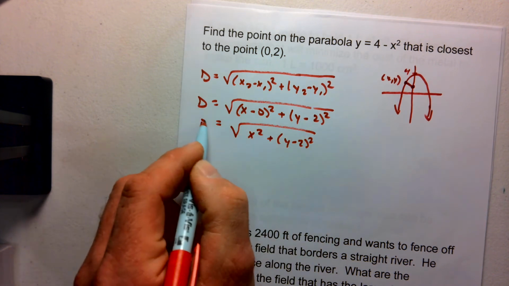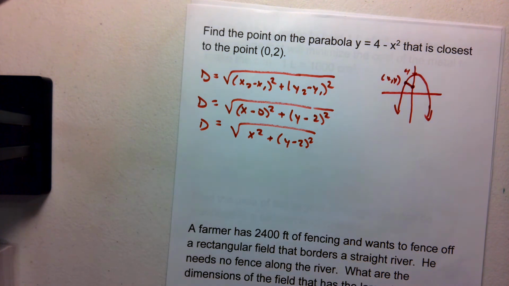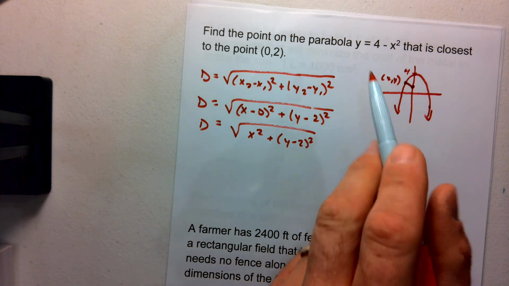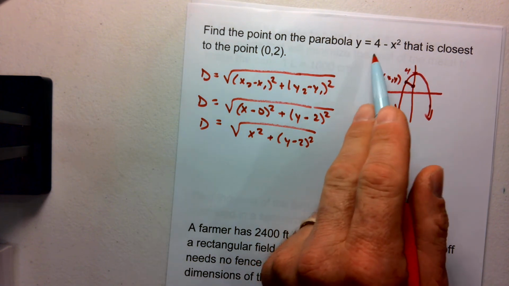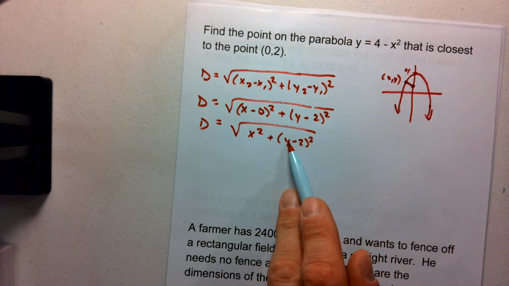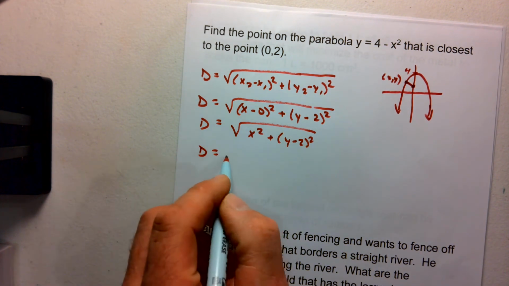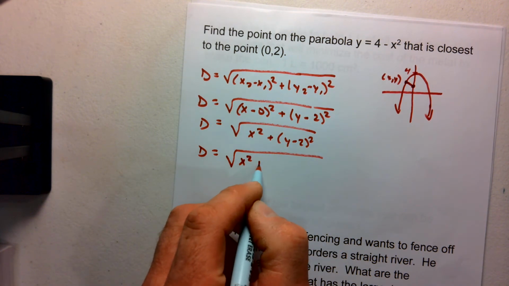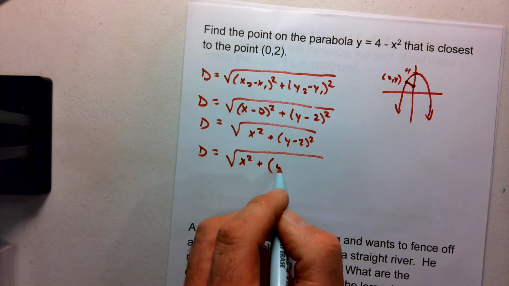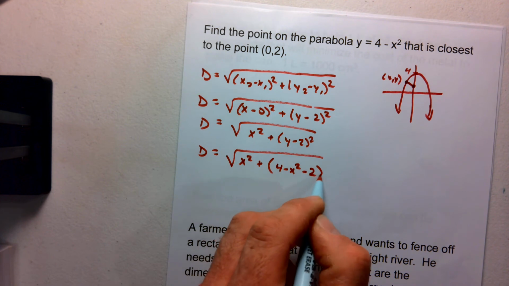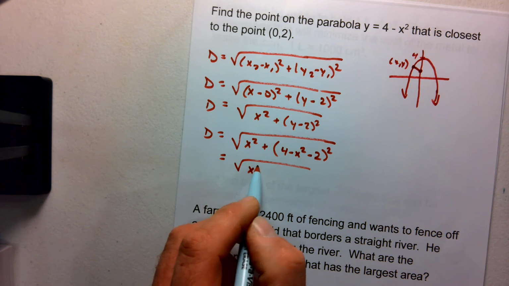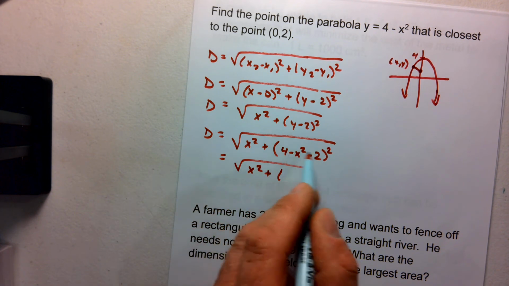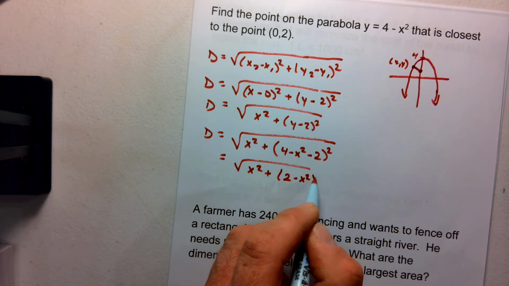Again, I have my distance in 2 variables, so I want to go ahead and get that down to 1 variable. What do I know about x and y? I have the relationship that y equals 4 minus x squared from the parabola. So I can go ahead and take that 4 minus x squared and plug it in for my y. So my distance is going to equal the square root of x squared plus my y value, which is 4 minus x squared minus 2 squared. I'm going to go ahead and clean this up. So I get the square root of x squared plus 4 minus 2 gives me 2 minus x squared squared.